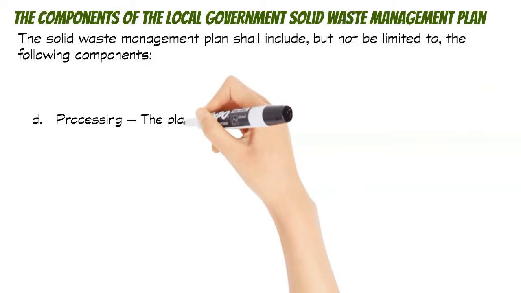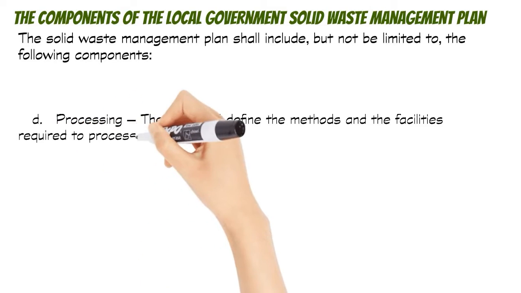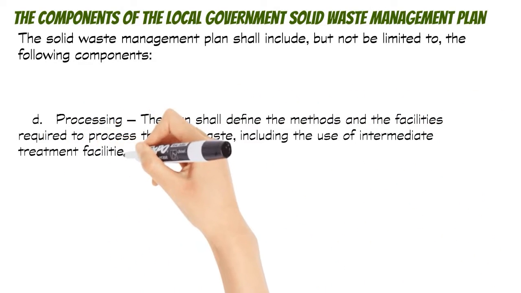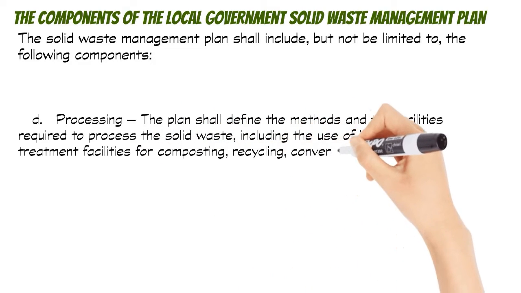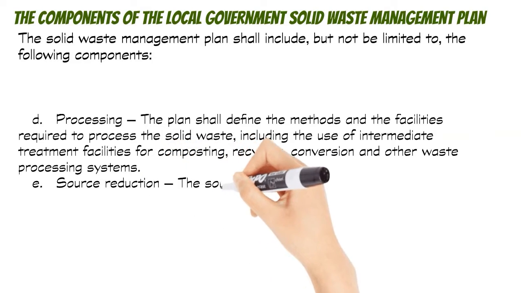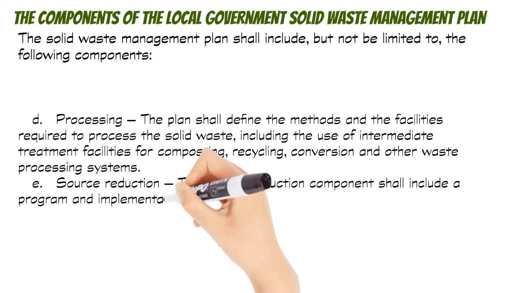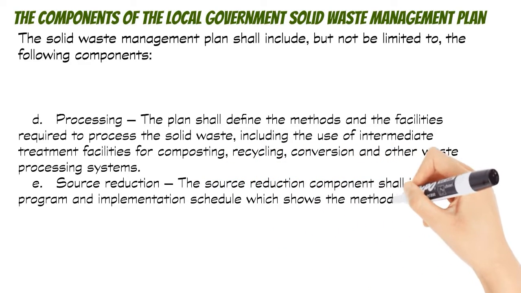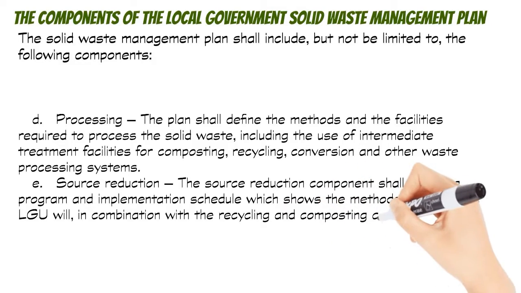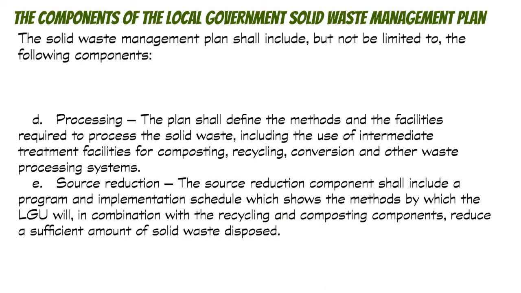D. Processing. The plan shall define the methods and the facilities required to process the solid waste, including the use of intermediate treatment facilities for composting, recycling, conversion and other waste processing systems. E. Source reduction. The source reduction component shall include a program and implementation schedule which shows the methods by which the LGU will, in combination with the recycling and composting components, reduce a sufficient amount of solid waste disposed.